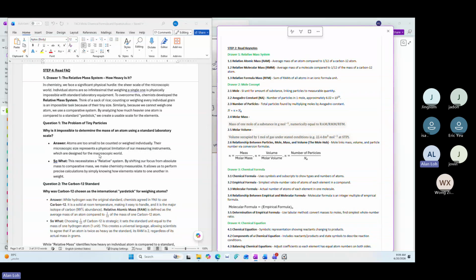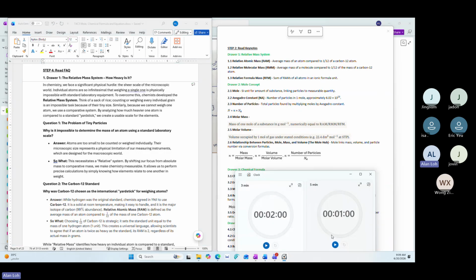Step 4 is FAQ, frequently asked questions for drawer 1. Now you have 2 questions. Let's do 1 question at a time. Okay, question 1. I'll give you a bit of introduction about what this chapter is about. Then I'll give you 1 minute. Introduction plus drawer 1.